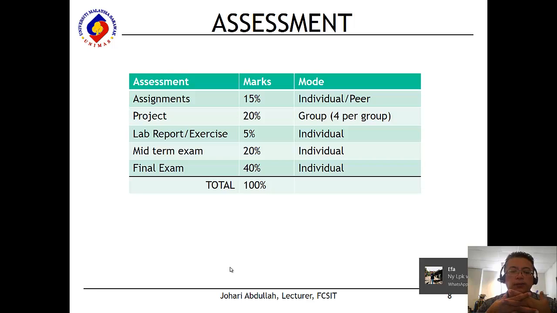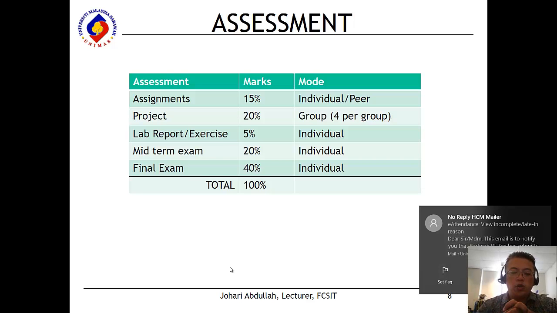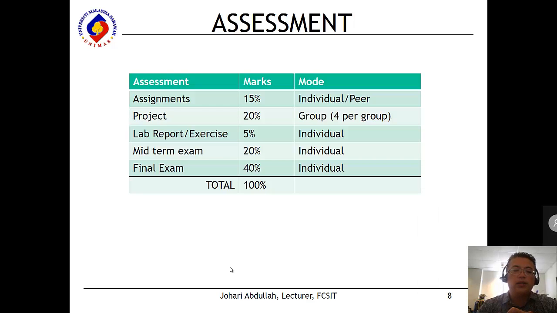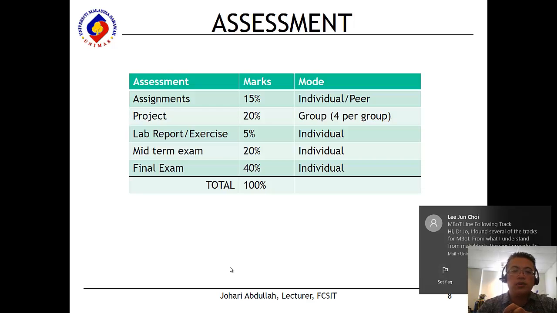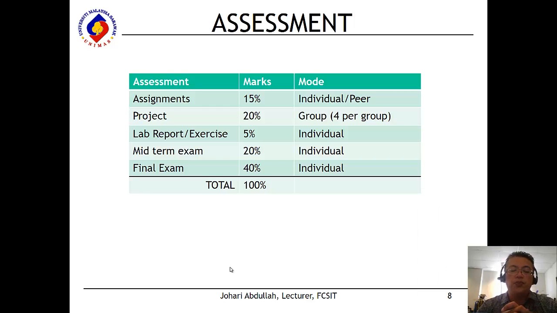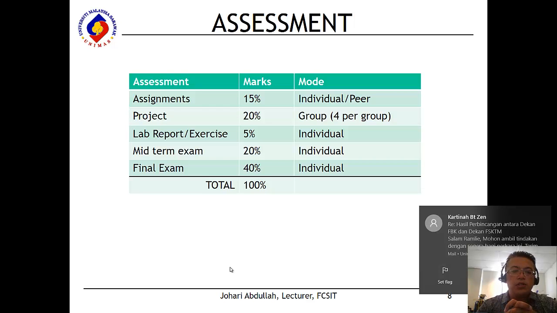Now, the thing about assessment, assignment, project, and lab report, this is something what I would say is what the lecturer wants. Now, if you look at midterm and final exam, that is what you know. So you study, you put things into your head, and you go for exam, you sit down and you write what you know and answer the question. Nobody else can help you during that time. It's between you and yourself. Now, the thing about assignment, project, and lab exercise, that is what the lecturer wants.